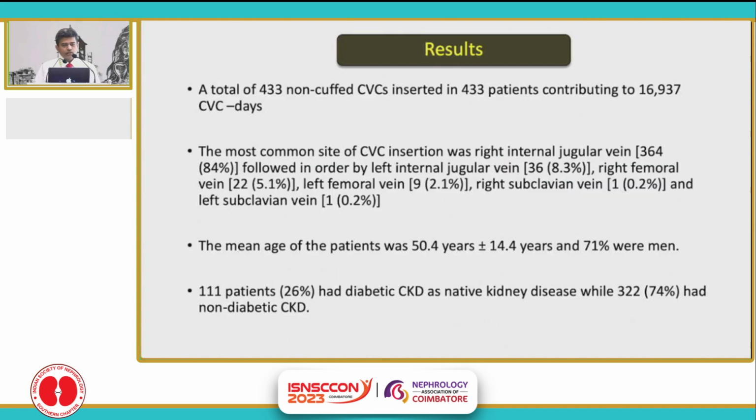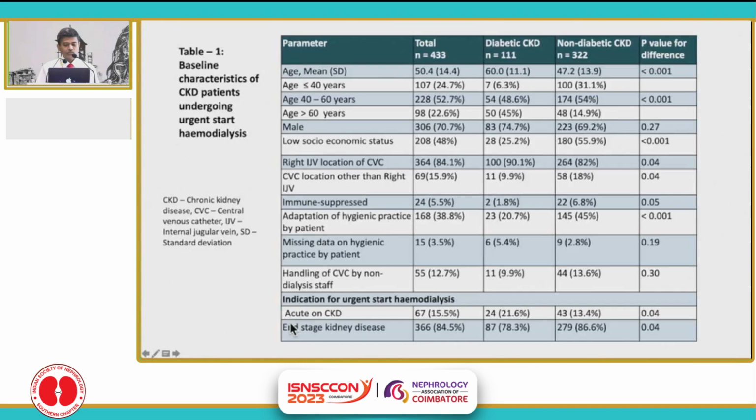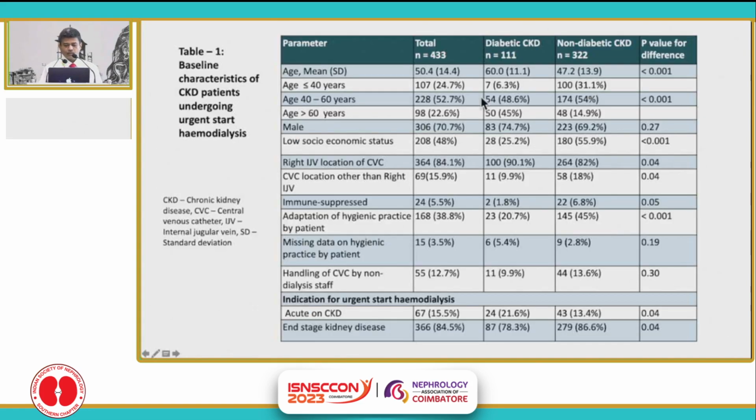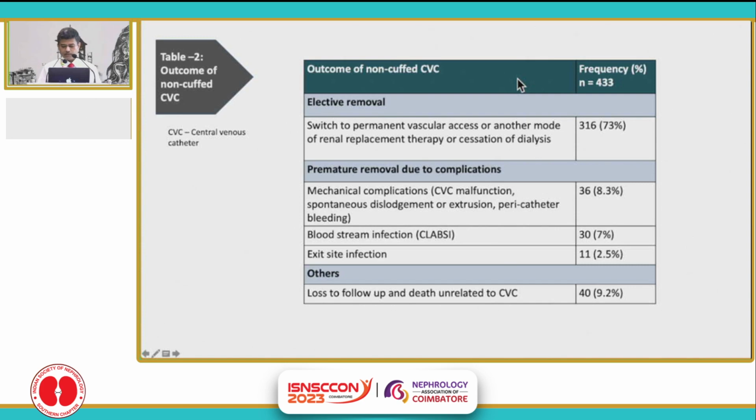So a total of 433 non-cuffed central venous catheters were inserted in 433 patients, and the most common site of CVC insertion was right internal jugular, and the least common was subclavian. Mean age of the patients was 50 years, and 71% were men, and 26% had diabetic kidney disease as their native kidney disease. So this is table 1 that shows the difference between diabetic and non-diabetic CKD patients.